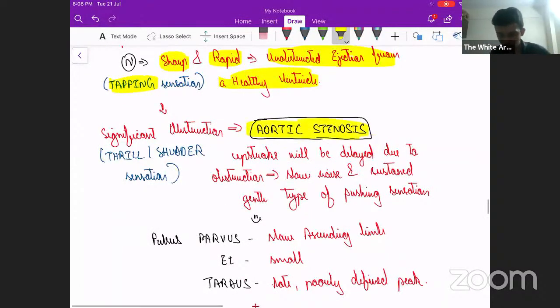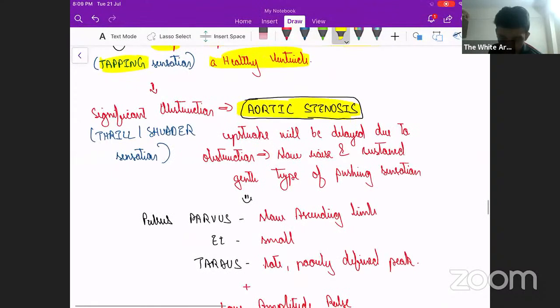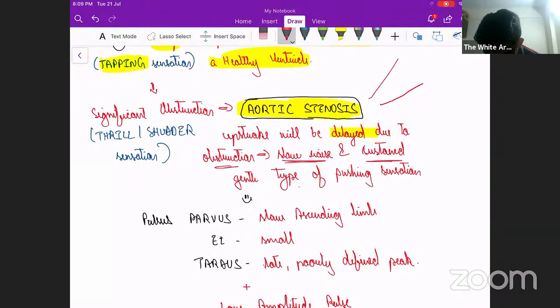Over here, because of the blockage, the upstroke will be delayed. There will be a slow rise. You can't have a rapid upstroke because it is delayed due to some amount of obstruction present. So this will lead to a slow rise and a sustained, gentle pushing sensation. That leads to what is called a thrill or shudder sensation that you feel.